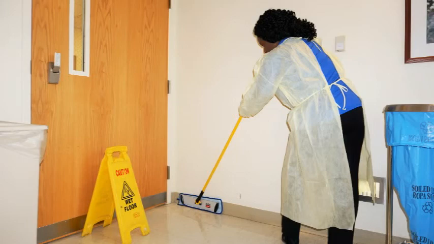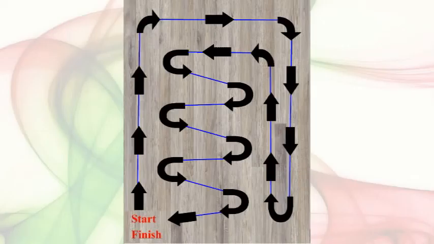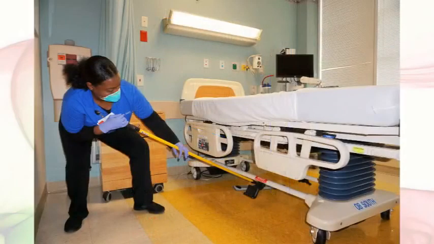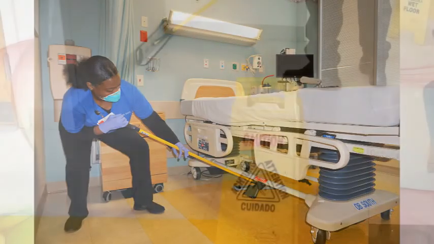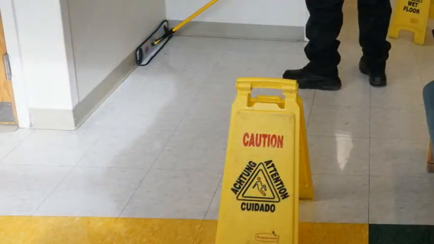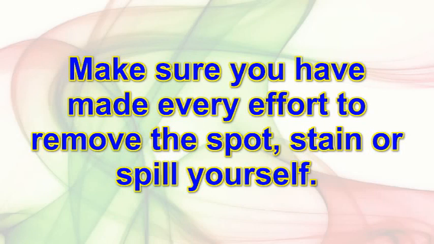Begin damp mopping the floor, working around the room using an S-stroke and paying special attention to corners and baseboards. Make sure to move any furniture and mop underneath. Make sure you mop behind the doors. If you find any spills or stains on the floors, on the baseboards, or in corners or edges that you cannot remove, report these to your supervisor. Before reporting this, however, make sure you have made every effort to remove the spot, stain, or spill yourself.